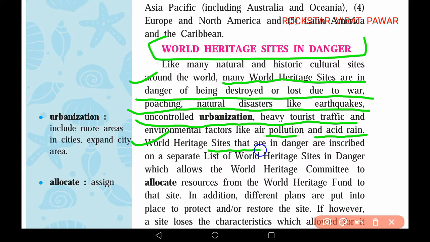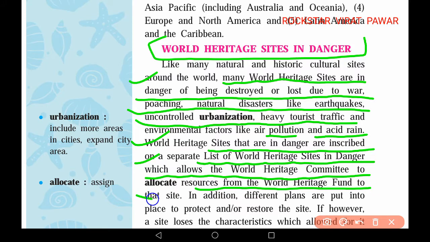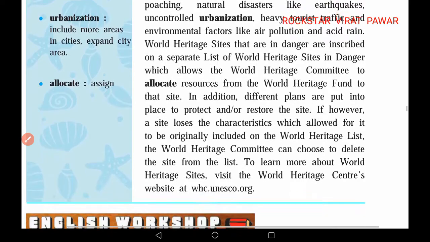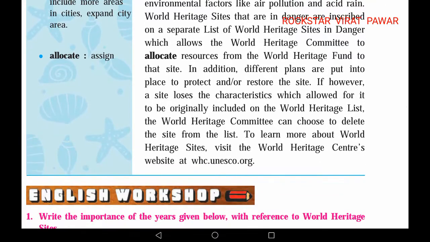World Heritage Sites that are in danger are inscribed on a separate list, the World Heritage Sites in Danger list, which allows the World Heritage Committee to allocate resources from the World Heritage Fund to that site. In addition, different plans are put into place to protect and restore the sites. We should properly take care of World Heritage Sites for various purposes.